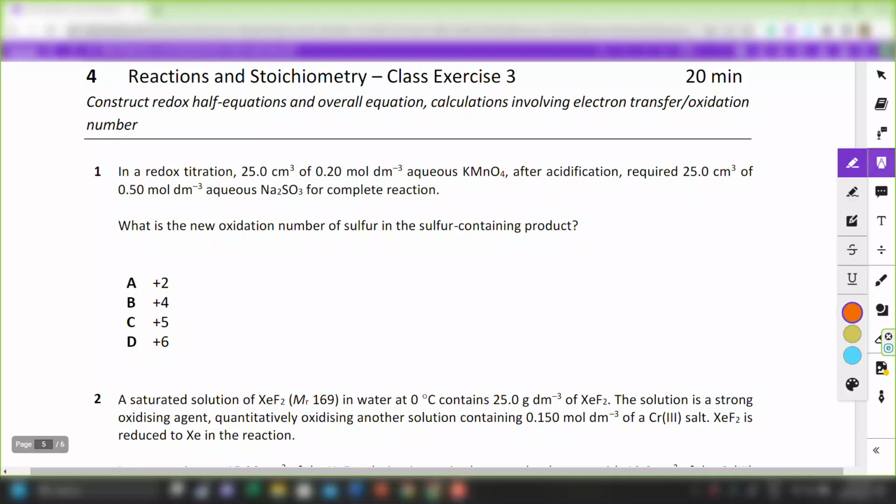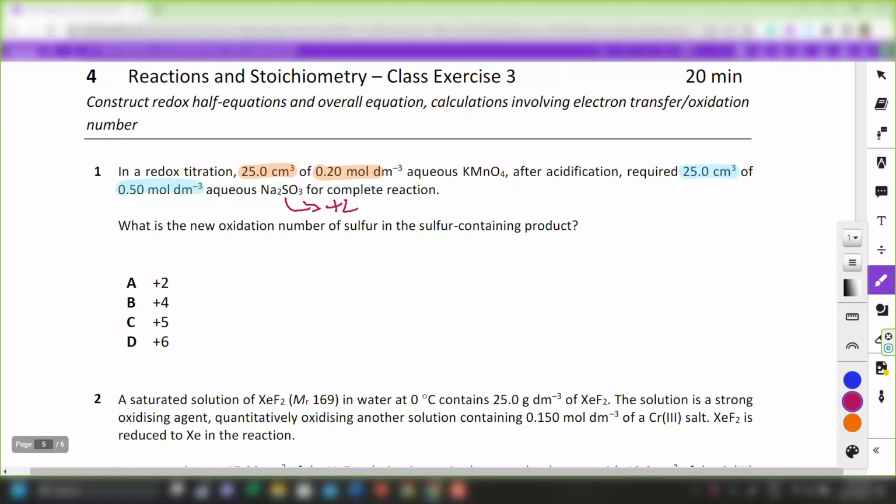We were told that we have 25 cm³ of 0.2 mol/dm³ aqueous potassium permanganate, and then that it requires 25 cm³ of 0.5 mol/dm³ sodium sulfite for complete reaction. If you do a quick calculation, you notice that the oxidation state for sulfur here is +4. Okay, so it's +4 over here. Then of course you know that manganese is +7.